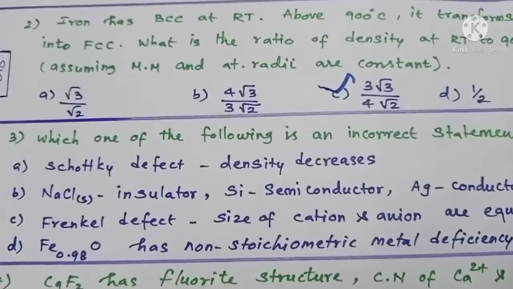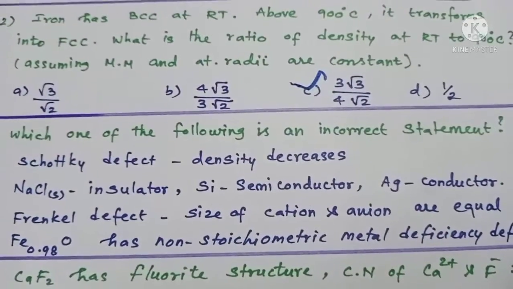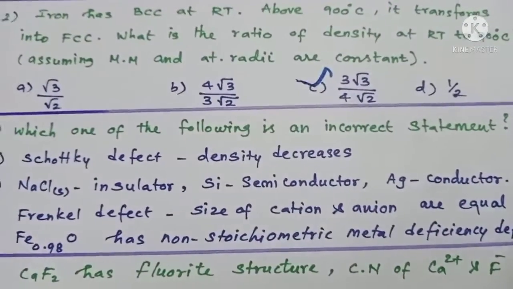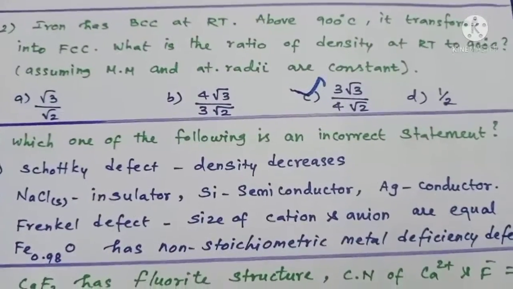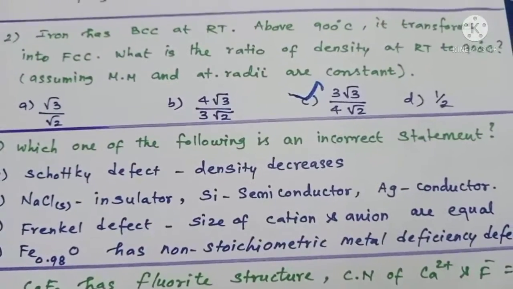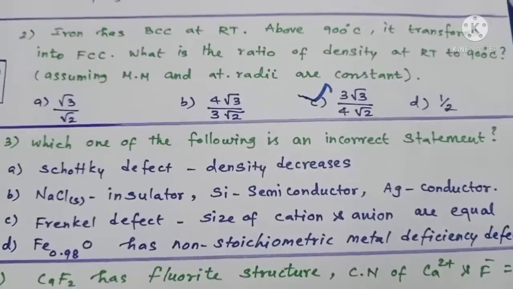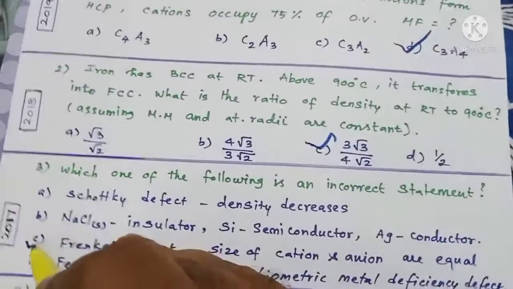Okay, right. Look at C. Frankel defect: the size of cation and anion are equal. Whereas size of cation and anion being almost equal is only in case of Schottky defect. Whereas in case of Frankel defect, the size of cation and anion are different. So this statement is an incorrect statement. So here the answer is option C.